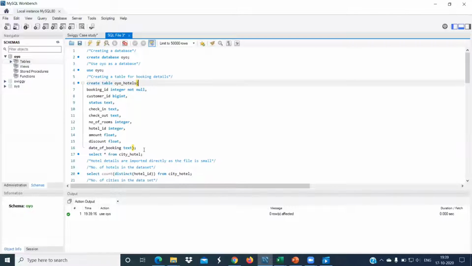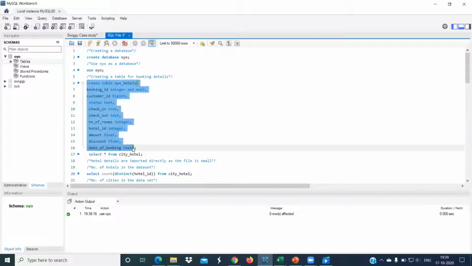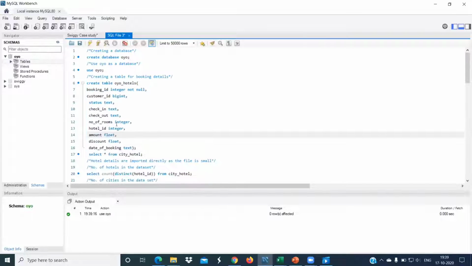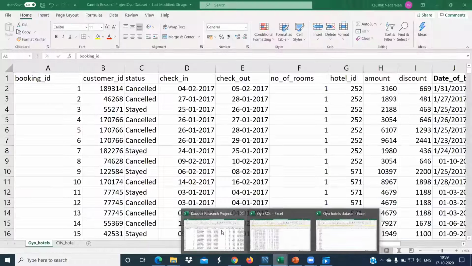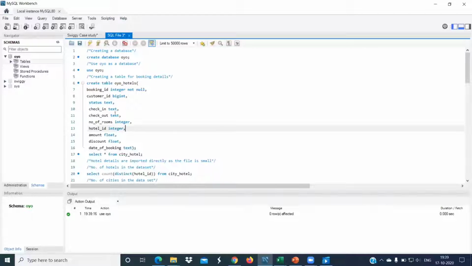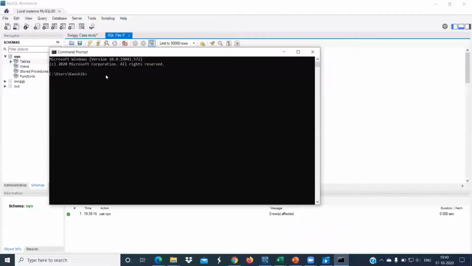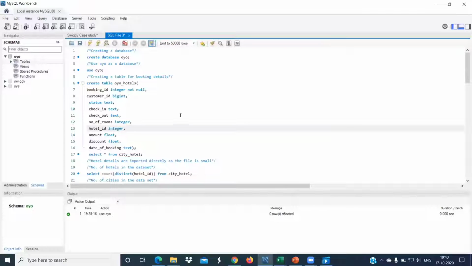So talking about the OYO hotels table, this table has to be created first in the MySQL database because this table is imported using command prompt. So the attribute names should be exactly matched as in your data set. Even the colon and even the syntaxes, exact syntax should be matched, and the data type should be set correctly according to the attribute. Then the MySQL bin path is set here in the command prompt, and after writing a few commands, the data is imported.